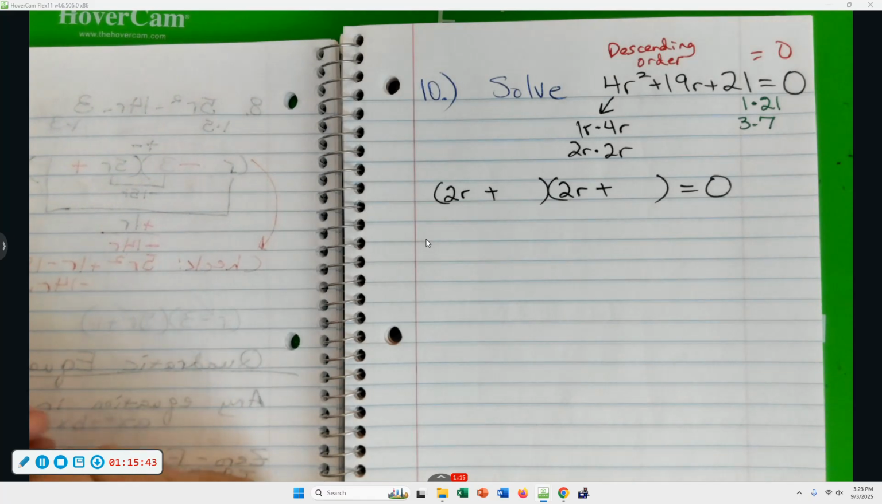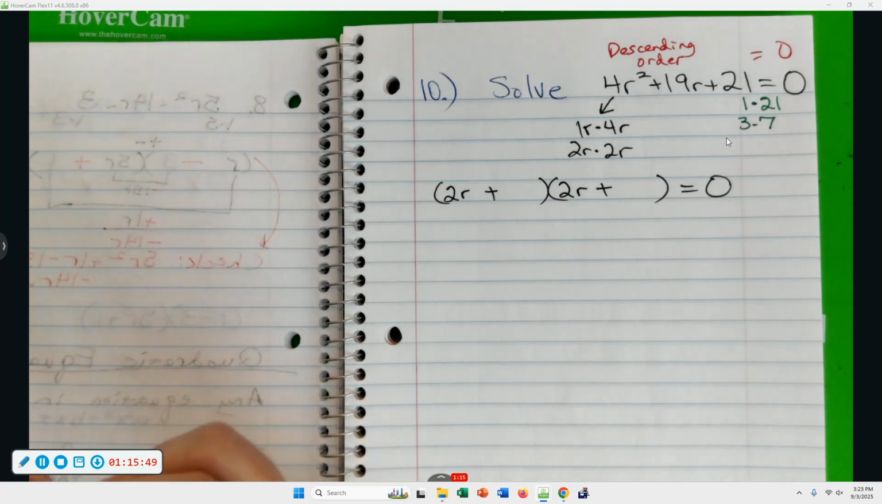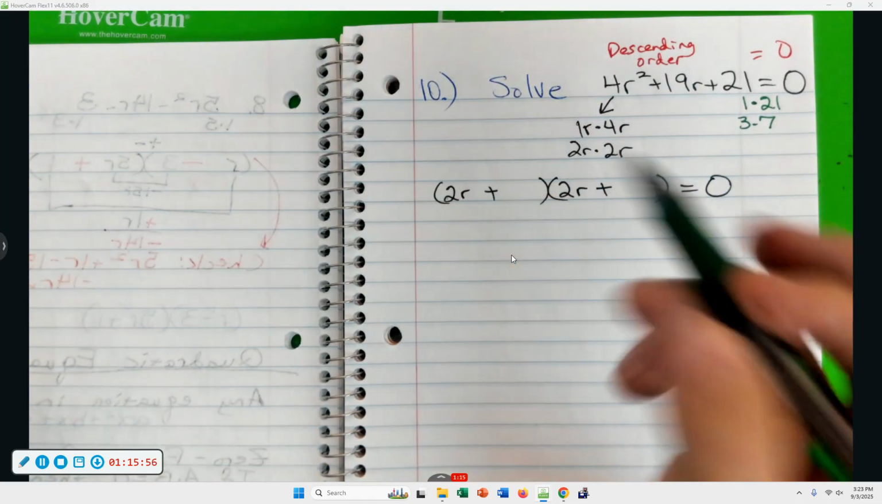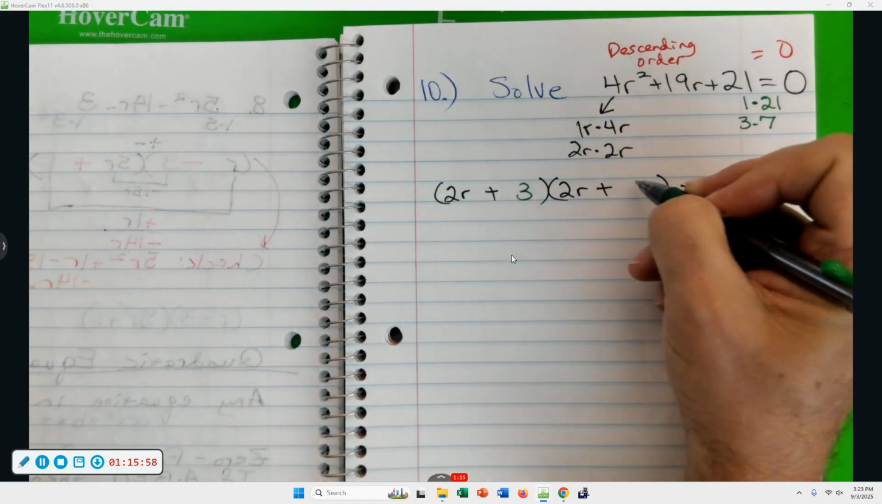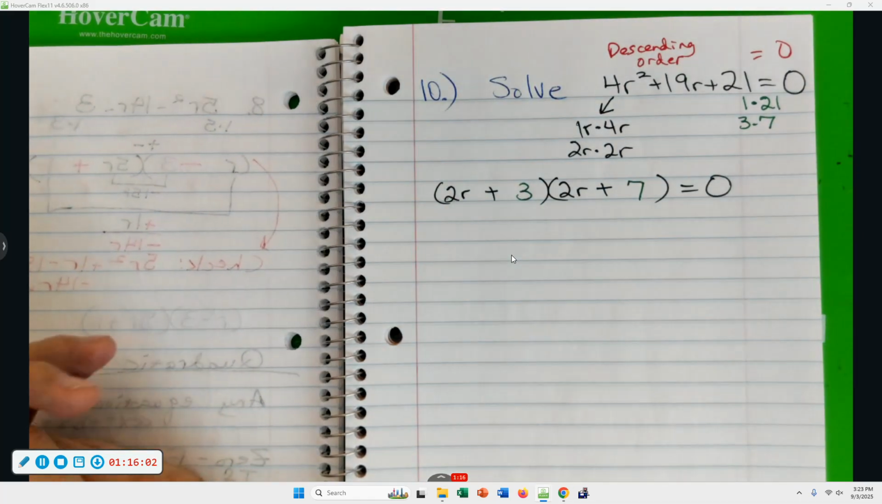Now, what times what will give us 21? Do you want to use 1 times 21, or do you want to use 3 times 7? 3 times 7. Fortunately, since those are both 2's, it doesn't really matter whether you put the 3 there and the 7 there or vice versa. Let's check.